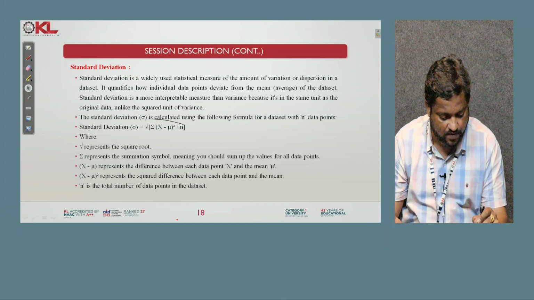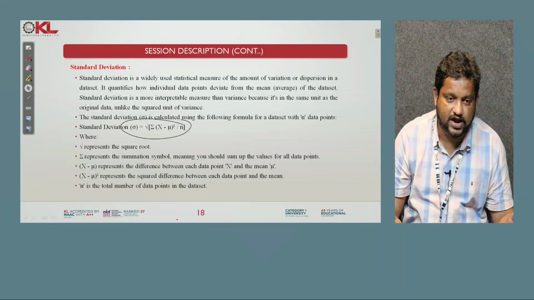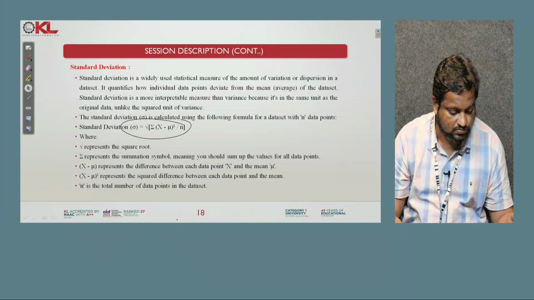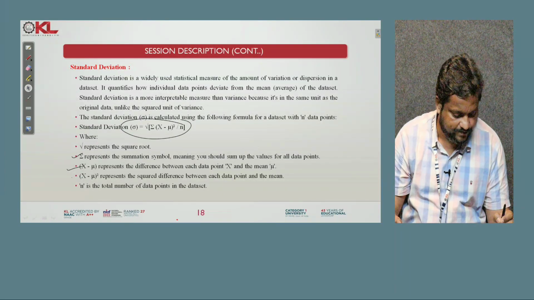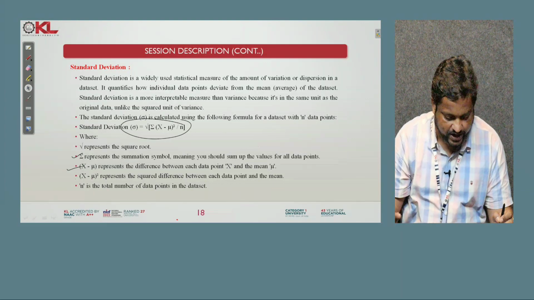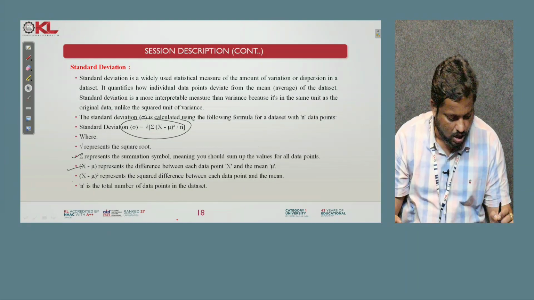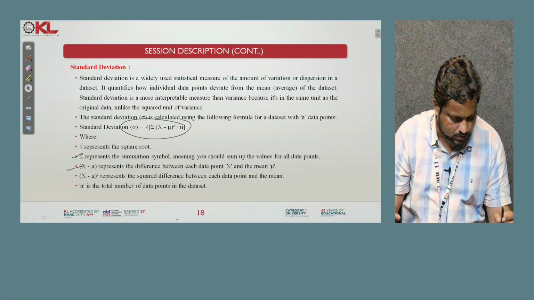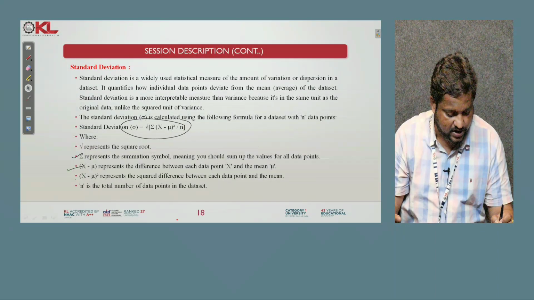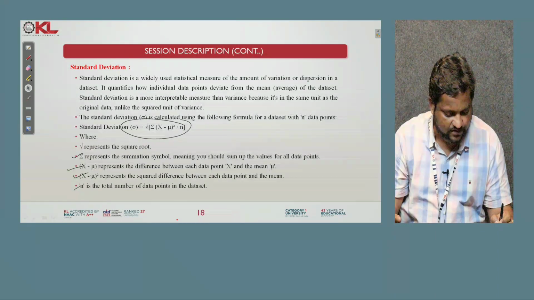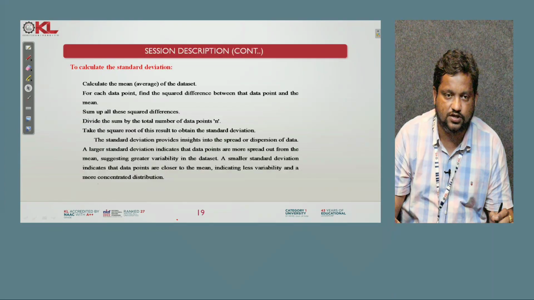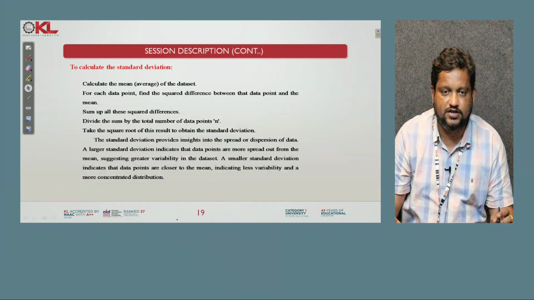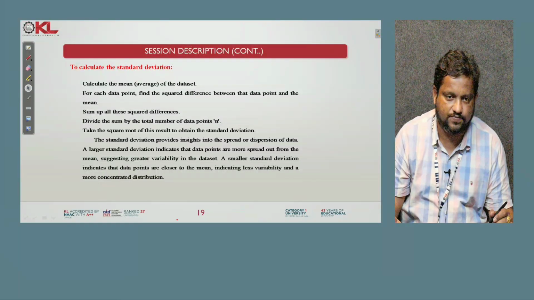Here, see, this is the formula for calculating the standard deviation. We are already familiar with these notations. Summation, difference between data point x and mean, we calculate the square of this, and finally we find the square root of this. This is standard deviation, and these are the set of steps or procedure for calculating standard deviation.